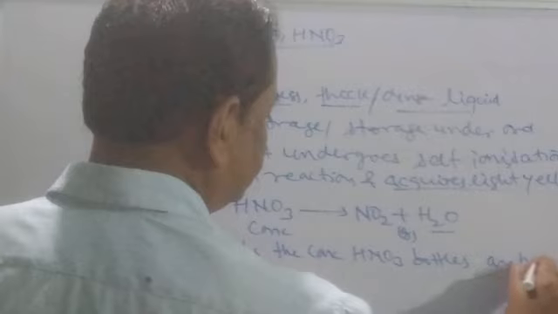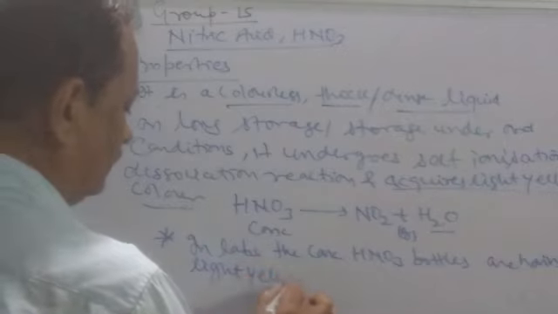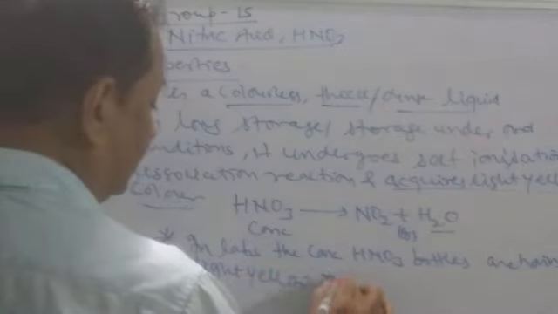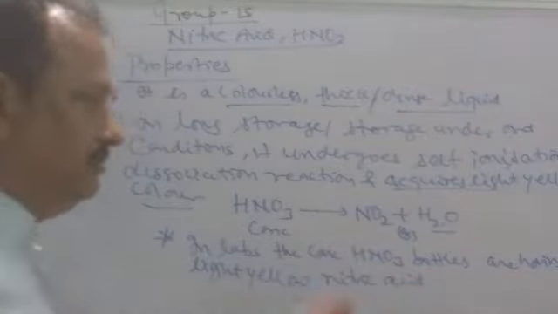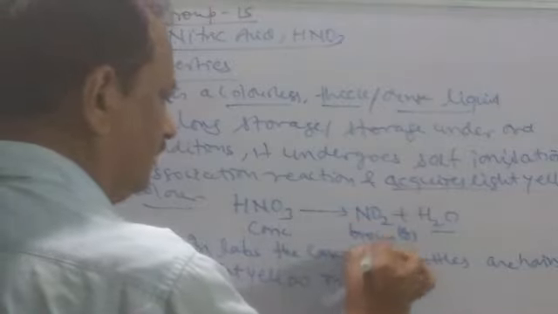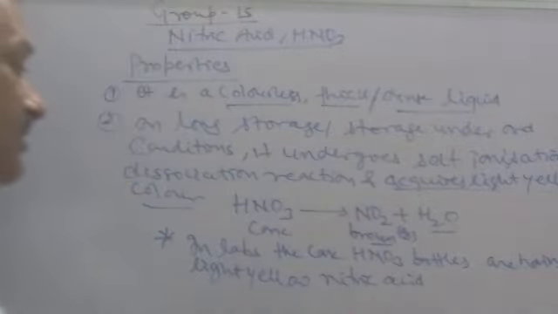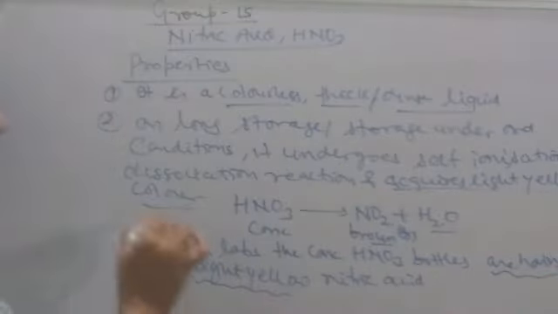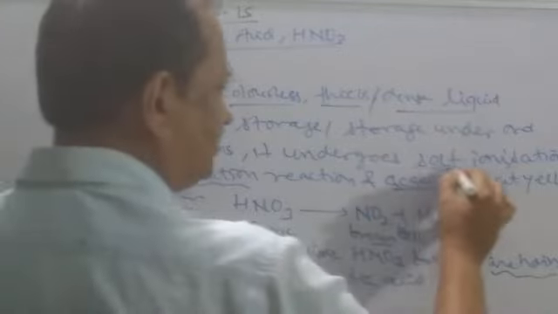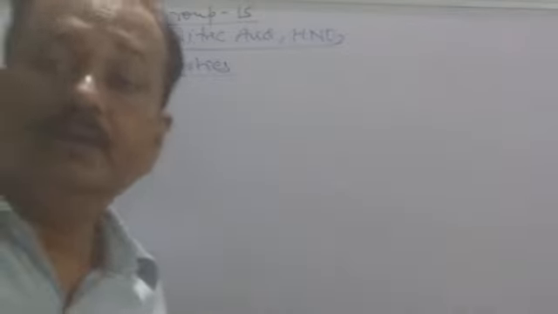are having light yellow nitric acid, because NO2 has brown color. Even if it is produced in a very small quantity, it will be dissolved, and as a result, it has light yellow color. So this is a very important point to note, and it is due to the dissociation or self-ionization, and so it acquires yellow color.